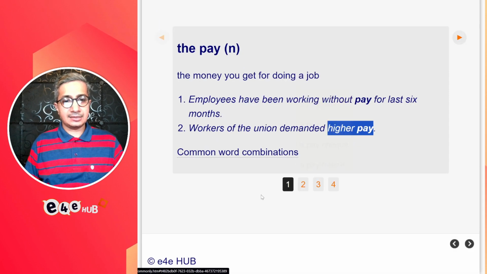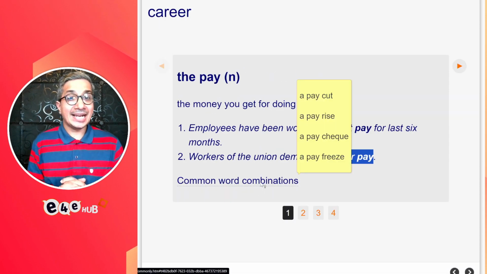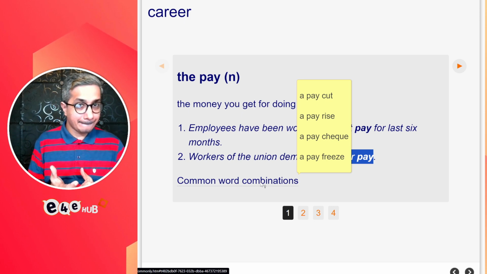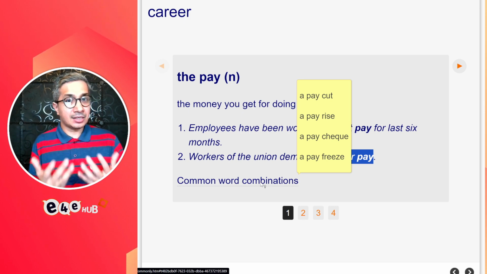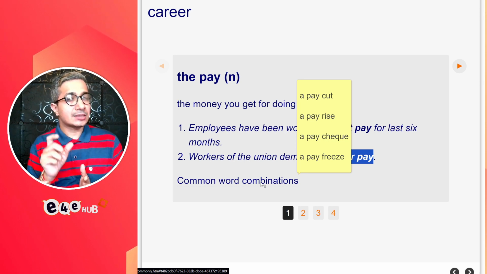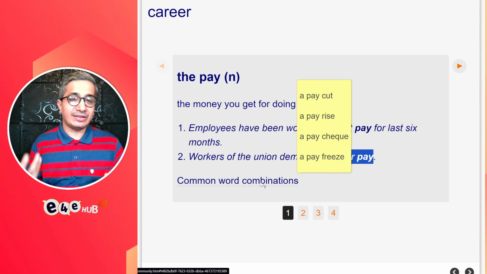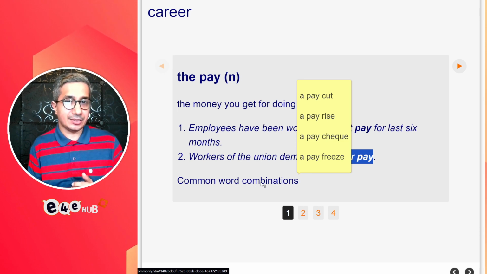Now, let's look at the combinations here. Here we go. A pay cut is the opposite of higher pay. If I'm earning 10,000 every month, my pay will be cut by a certain percentage. Why? Because the company is not doing well financially. So it's taking that measure to control the finances.